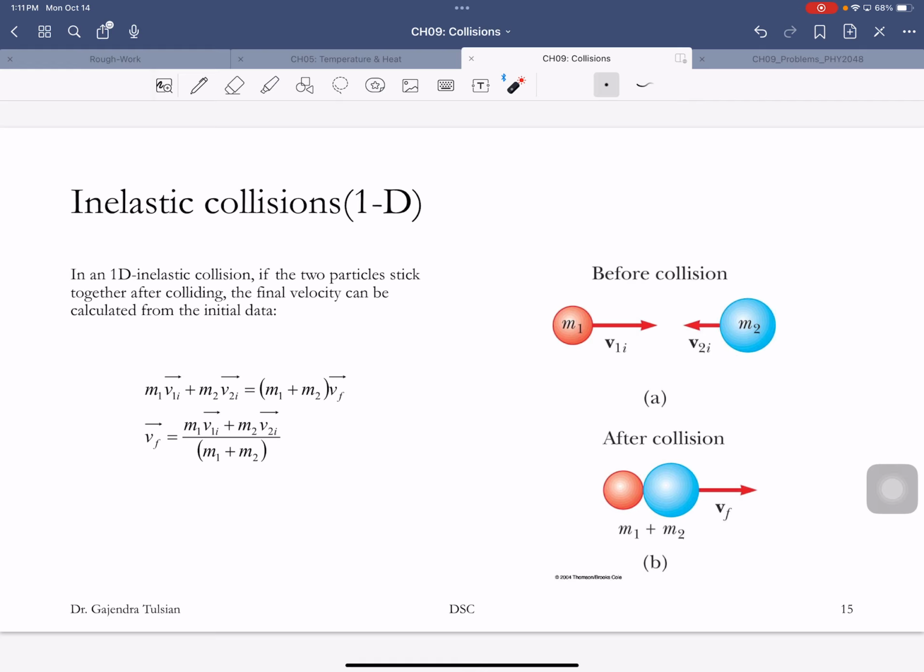So these two guys collide. After they stick together, you can precisely calculate the final velocity. Here is the initial momentum of the system, m1 v1 initial plus m2 v2 initial. They have stuck together, so that's the total mass, and that's the final velocity. So the final velocity is the initial momentum divided by the total mass.